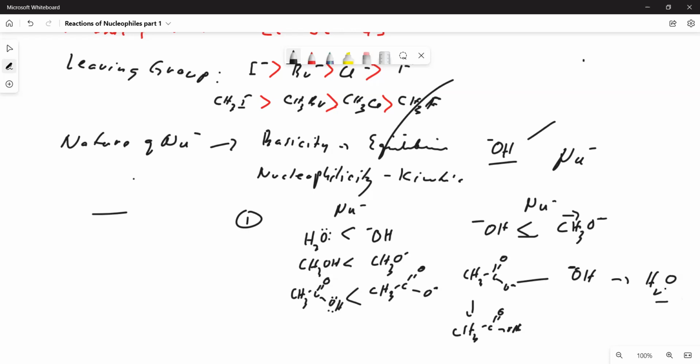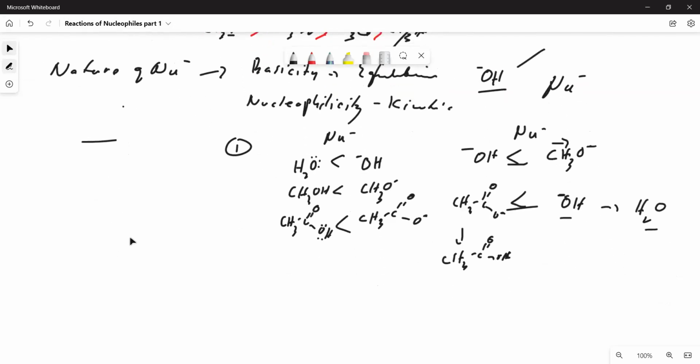In the case of water, since water is a weaker acid, its conjugate base hydroxide is stronger. Okay, because that's the rule according to Bronsted and Lowry. If the conjugate acid is strong, its conjugate base is weak. Or if the conjugate acid is weak, its conjugate base is strong. So therefore, the acetate is a weaker base and therefore a weaker nucleophile. Again, because they have the same nucleophilic centers.